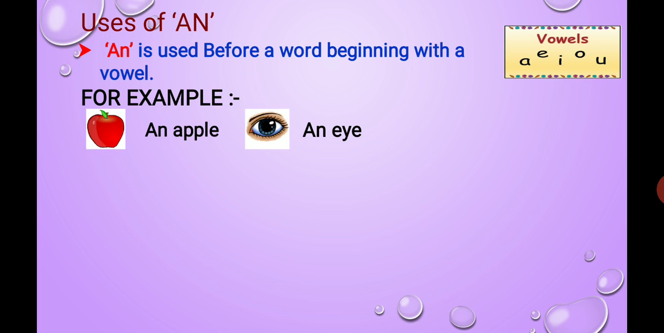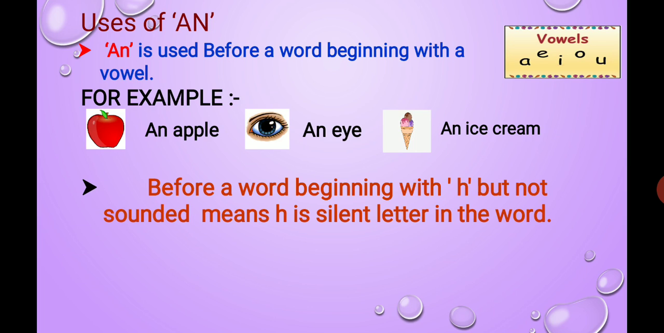Right? Let's move on to the next picture. Ice cream. I know you all love to eat ice cream, right? What is the first letter of ice cream? I. I-C-E C-R-E-A-M. Ice cream. I is also a vowel. Then we will use an ice cream. This is the very easy and basic rule of use of article an. Now let's move on to the other rule of article an.